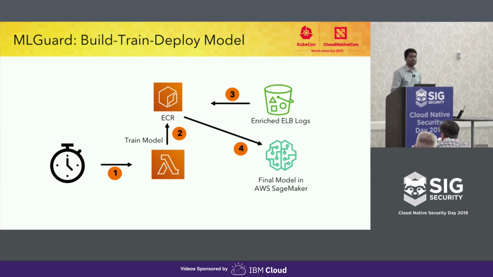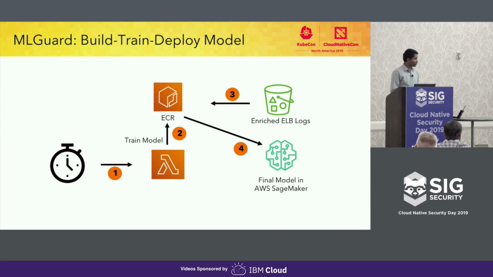So, and published into the ECR, and wrote a periodic Lambda function whose job is to wake up every 24 hours, run the container automatically, and the container talks to the enriched ELB, gets the enriched data from S3, retrains the model every 24 hours, and deploys the final model in SageMaker. There is no manual intervention at all. Every day, this Lambda function is training the model automatically.